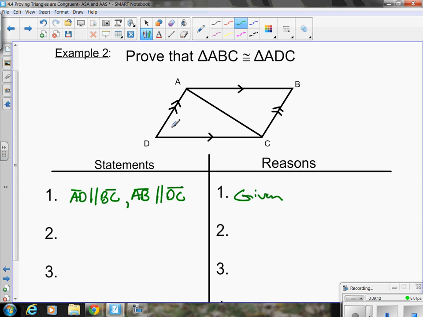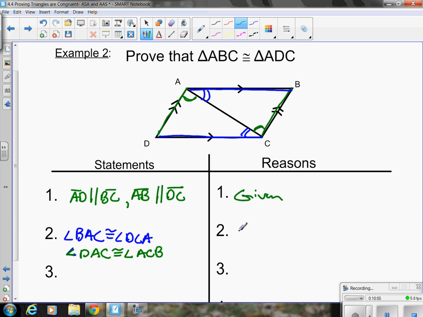So with these parallel lines, if I'm looking at these ones, here's my transversal. So this angle is congruent to that one because of the green lines. And if I switch colors here, these lines being parallel make this my transversal, which means this angle is congruent to that angle. So we can say those angles are congruent. Angle BAC congruent to angle DCA, as well as angle DAC congruent to angle ACB.